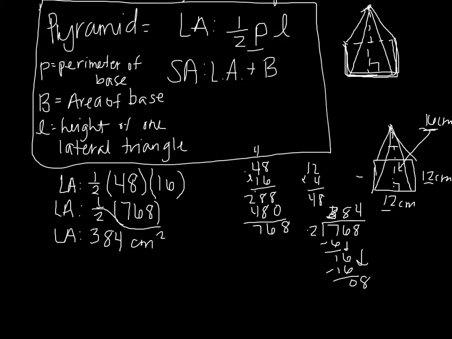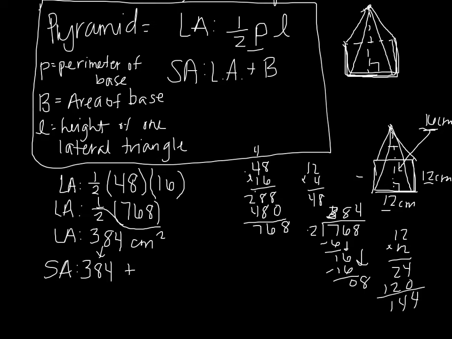Now in order to find my surface area, I need to take my lateral area, bring down my 384, and add that to the area of my base. To find my area, I need to do base times height, or length times width. So I have to do 12 times 12, which would be 144.